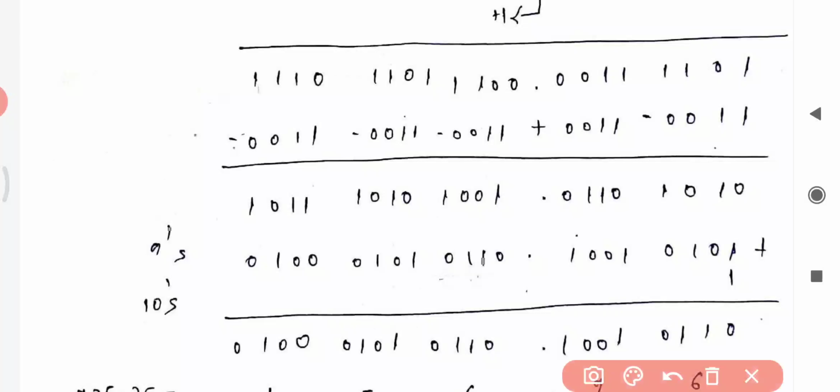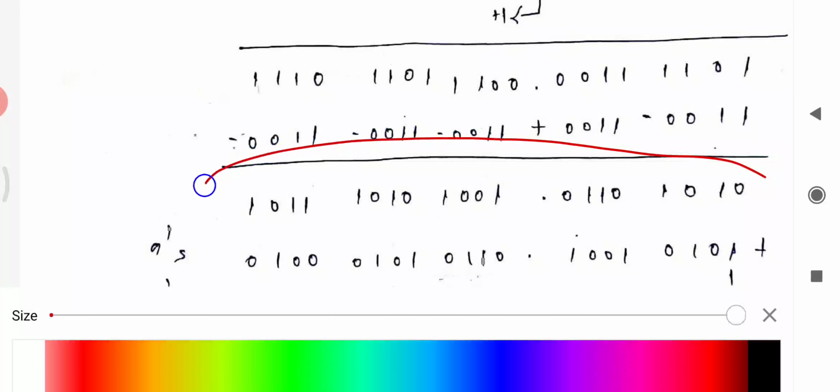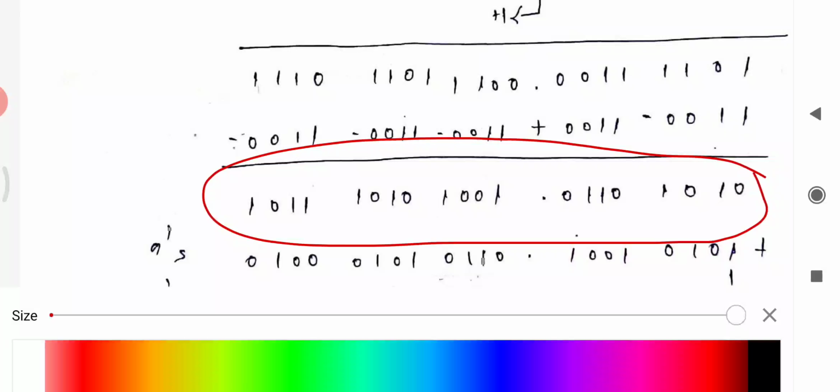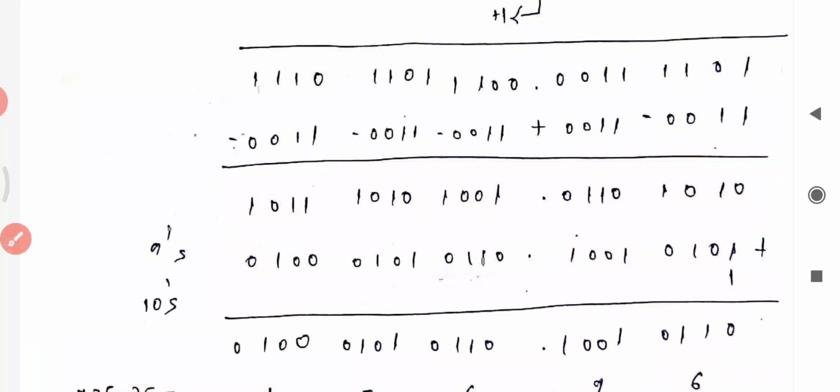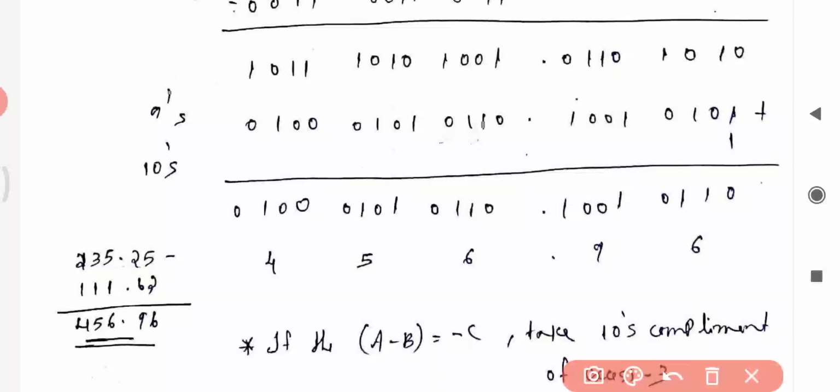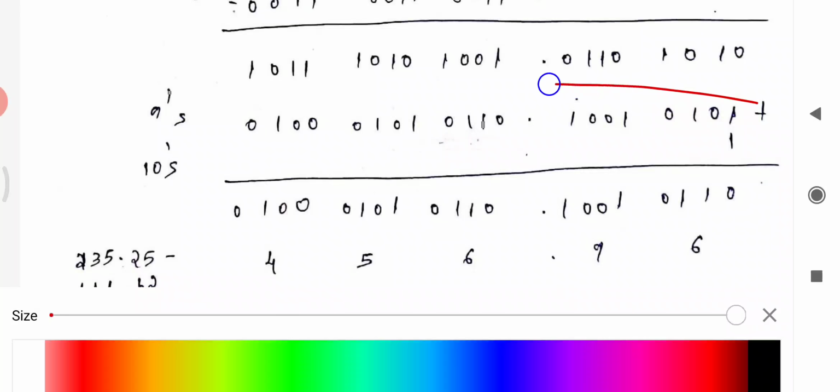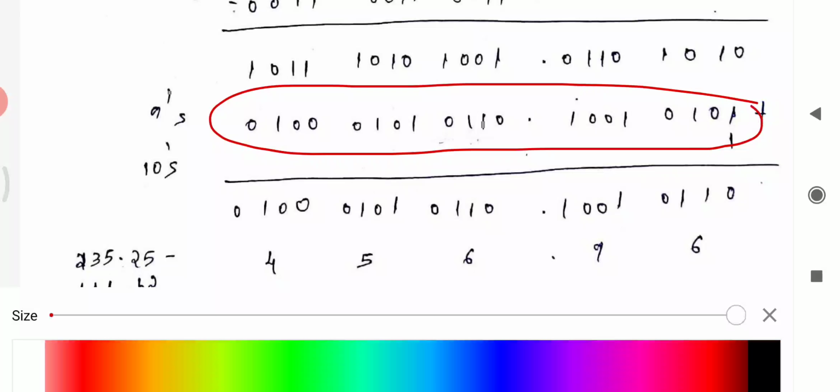Again we have to take the tens complement. Here is the answer. It is in the tens complement form. In order to get the correct result, we again take the tens complement of this result. In order to take the tens complement, first of all, we have to take the nines complement. That is 1 to 0, 0 to 1, 1 to 0, 1 to 0, and so on. Then for the tens complement, just add 1 to it.